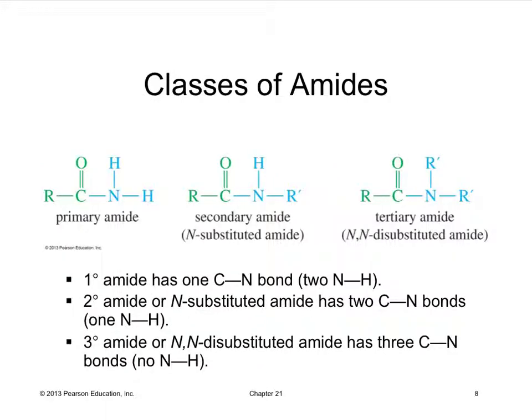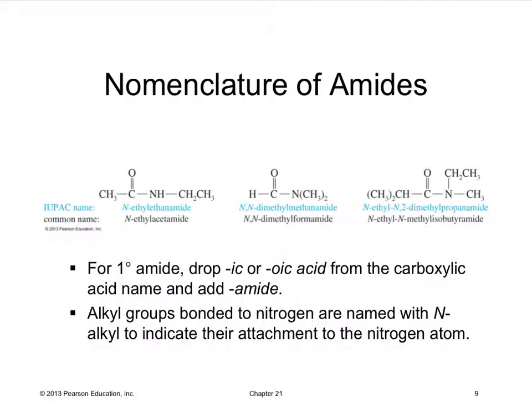Classes of amides: primary amide, secondary amide, and tertiary amide. Secondary amides are also known as N-substituted, and tertiary are N,N-disubstituted amides. Nomenclature of amides. For a primary amide, you drop the ic or oic acid from the carboxylic acid name and add amide. And so here are examples.